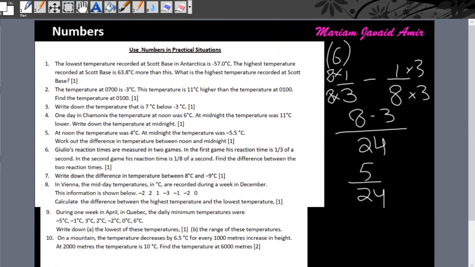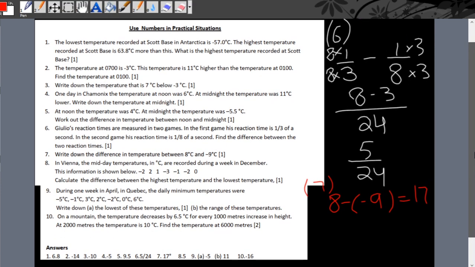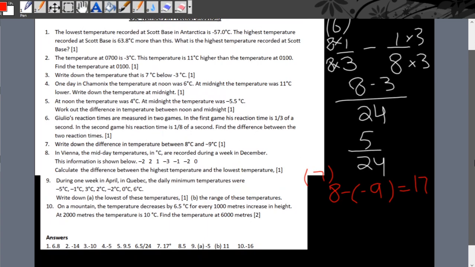Okay, question 7. Write down the difference in temperatures between 8 degrees and minus 9. So we have to subtract these two temperatures. So 8 minus minus 9 is 8 plus 9, which becomes 17 degrees, which is the answer. Yes. Okay. Question 8.